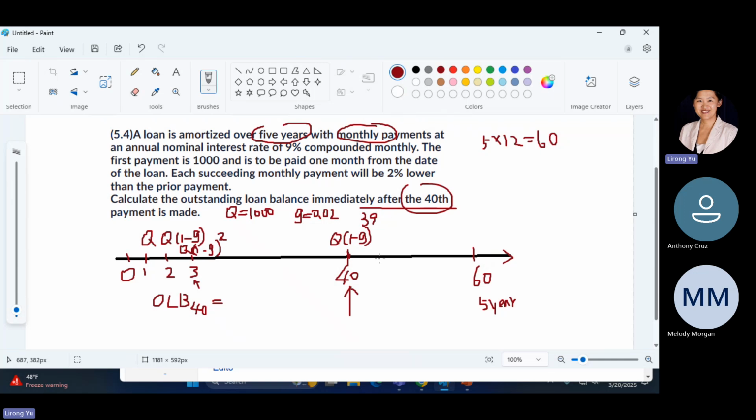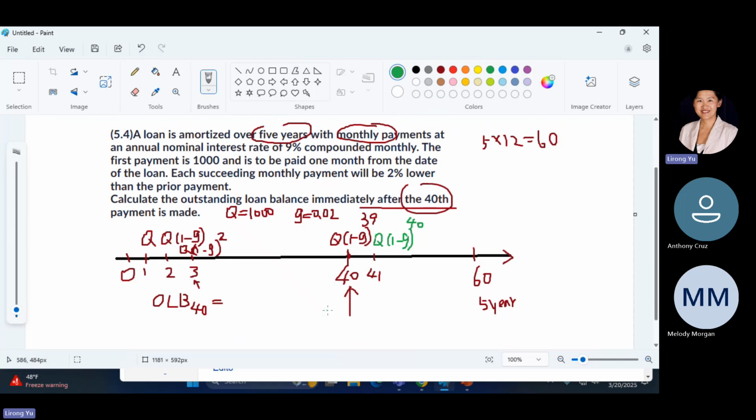So from here, the next payment would be at time 41, and the payment would be Q times 1 minus G. And let me use a different color. Those are the payments that should be made. I use brown for the ones already made. So it's Q times 1 minus G to the power 40. That's going to be your first payment. And you have to discount it back to time 40, right? We're finding the time 40 value.